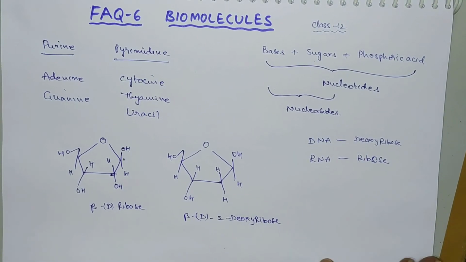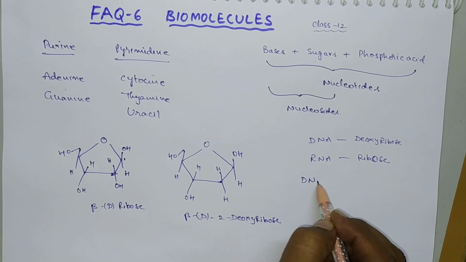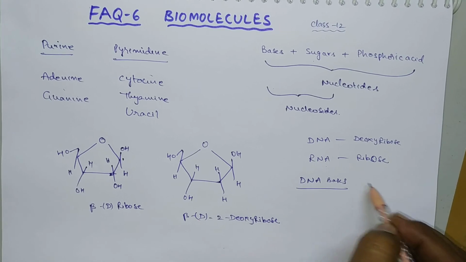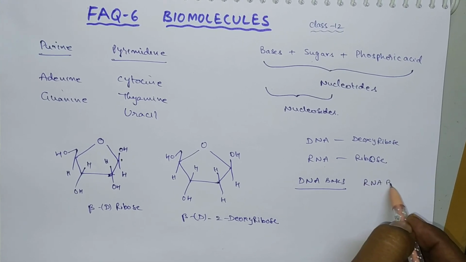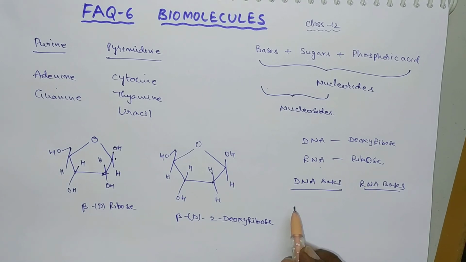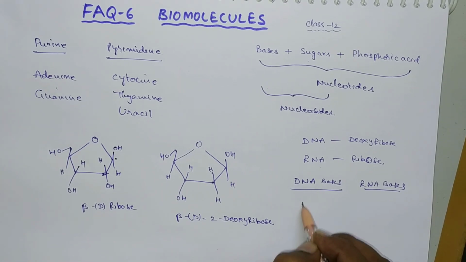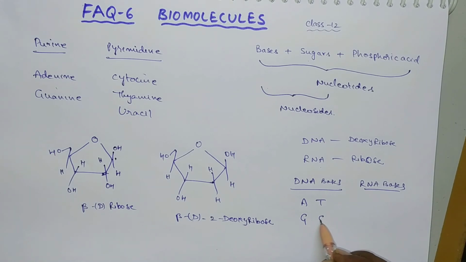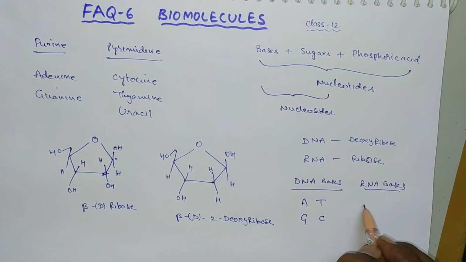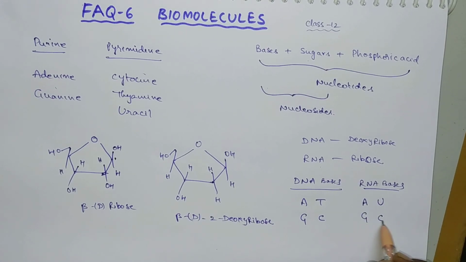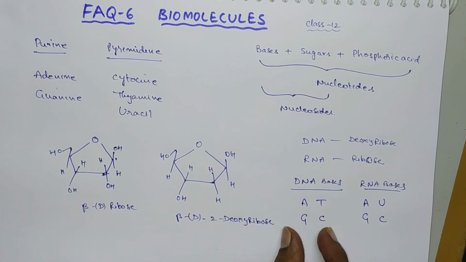And what are the bases present in DNA? In the case of DNA, the bases present are adenine, thymine, guanine and cytosine. In the case of RNA, they are adenine, uracil, guanine and cytosine. So these four bases are there.